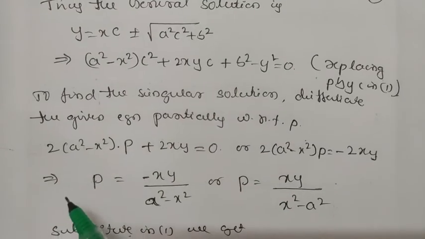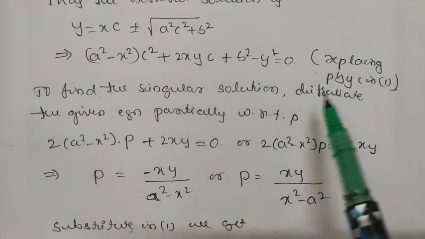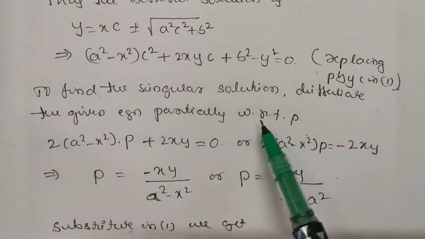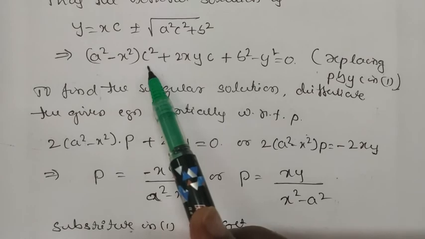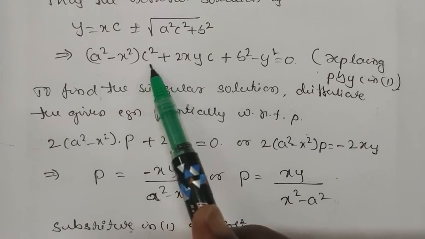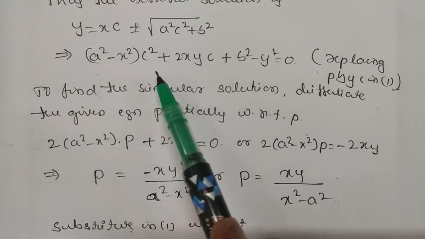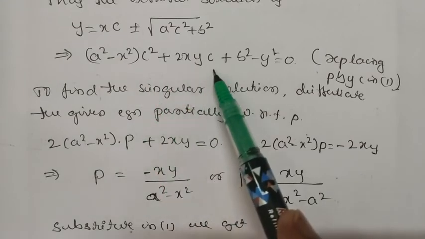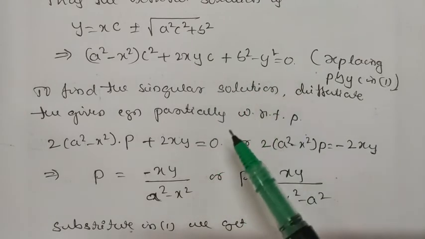general solution. Now to find the singular solution, I told you to differentiate the given equation partially with respect to p. This is our given equation only here. In place of p it is c. We replaced it here with c. So a square minus x square is constant and the derivative of p square is 2p. Then plus 2xy as it is, derivative of p is 1. And this one is constant, its value is 0.